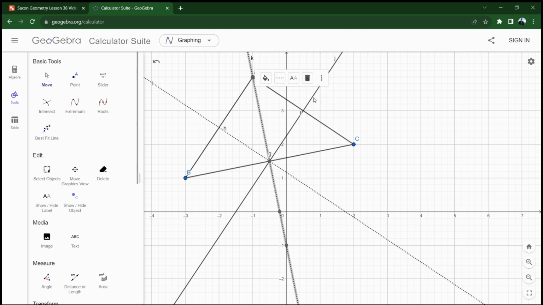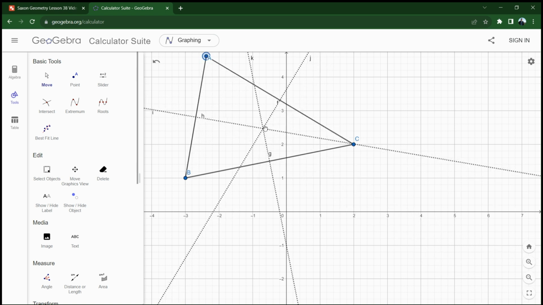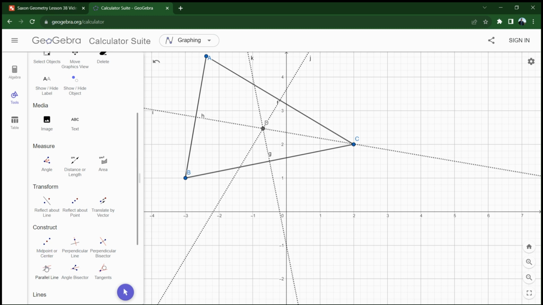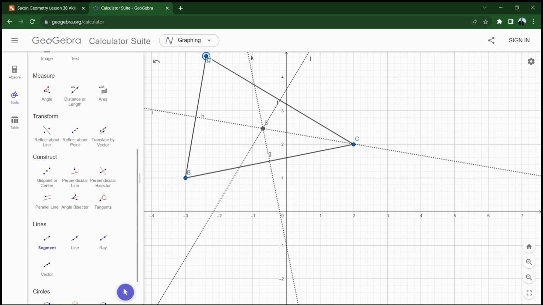All right, so I'm going to make all 3 of these perpendicular bisectors dotted, so that we can tell them apart from the triangle. And then I am going to move the vertex of my triangle a bit so I can see that circumcenter here. And then I'm going to put a point on our circumcenter. Now, I need to connect that point with a segment to each vertex because that's what we need to be able to see here. So I'm going to go down to segments, and I'm going to do A to D, B to D, C to D.